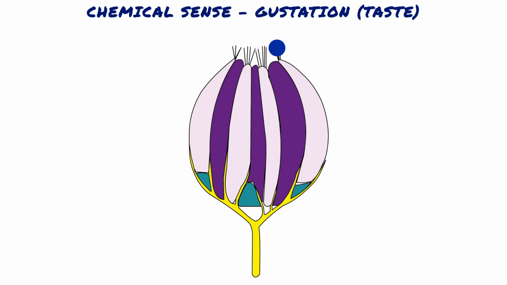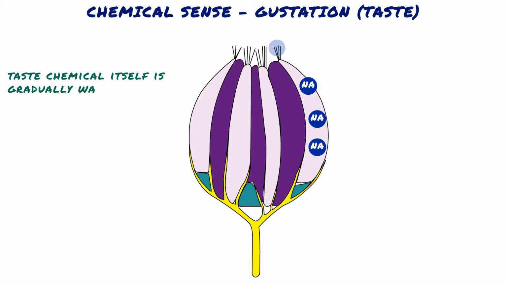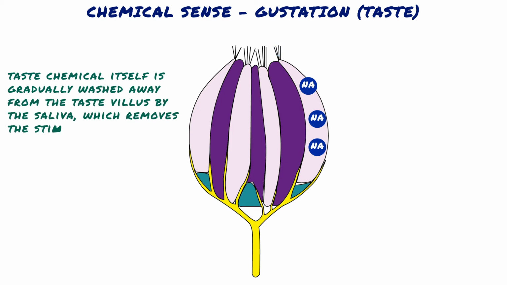This, in turn, opens ion channels, which allow positively charged sodium ions or hydrogen ions to enter and depolarize the normal negativity of the cell. Then the taste chemical itself is gradually washed away from the taste villus by the saliva, which removes the stimulus.